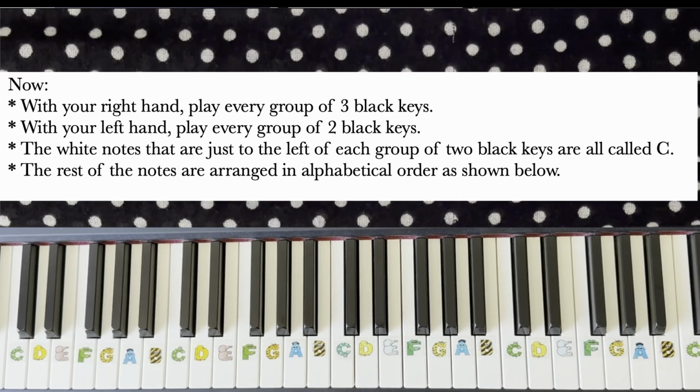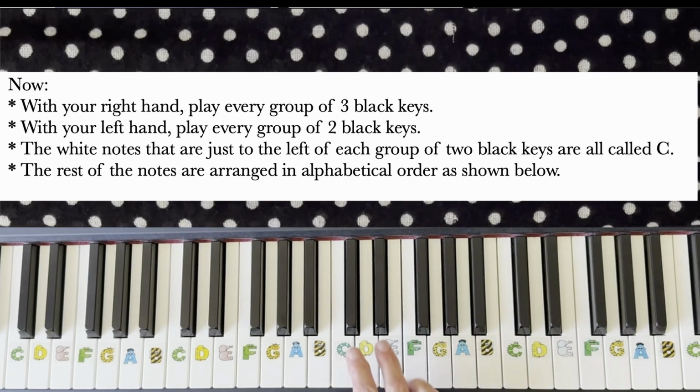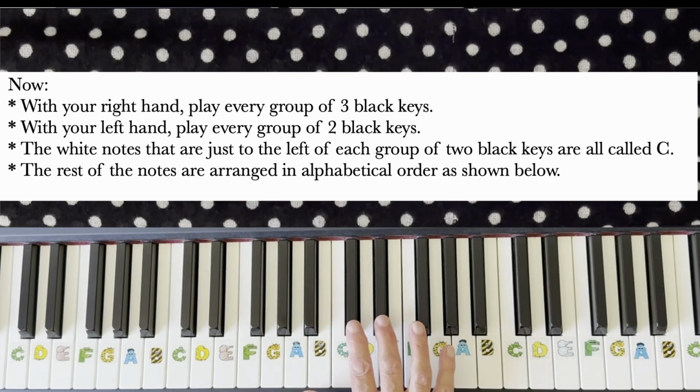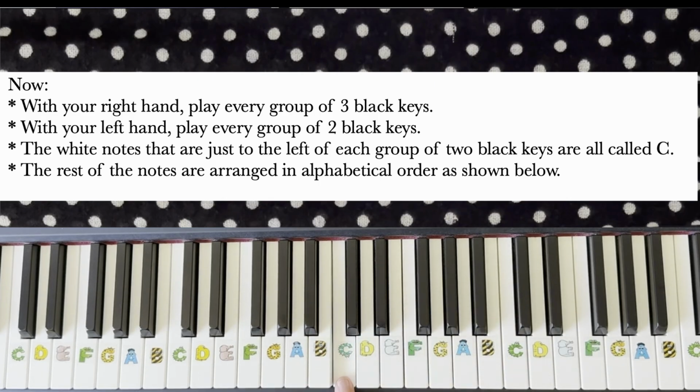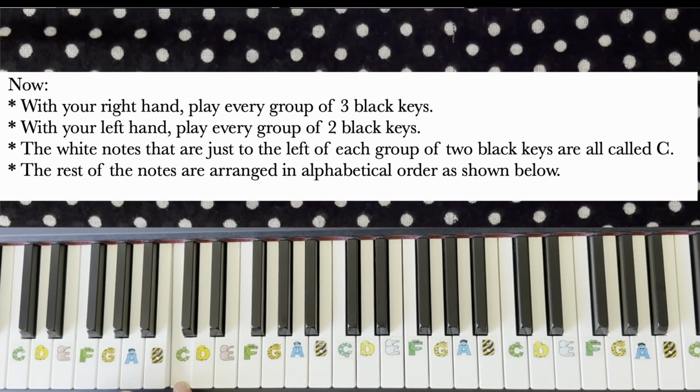Once you've spotted that you've got these groups of 2 and these groups of 3, you can find the most important note on the keyboard. The most important note on any piano or keyboard, or in fact in the whole of music, I think, is the note C. If you look at any group of 2 black keys, the white note just on the left is the note C. If you look at these 2, that's a C. That's a C. You'll notice that the ones that are further to the left sound lower, and as you go further to the right, they sound higher in pitch.